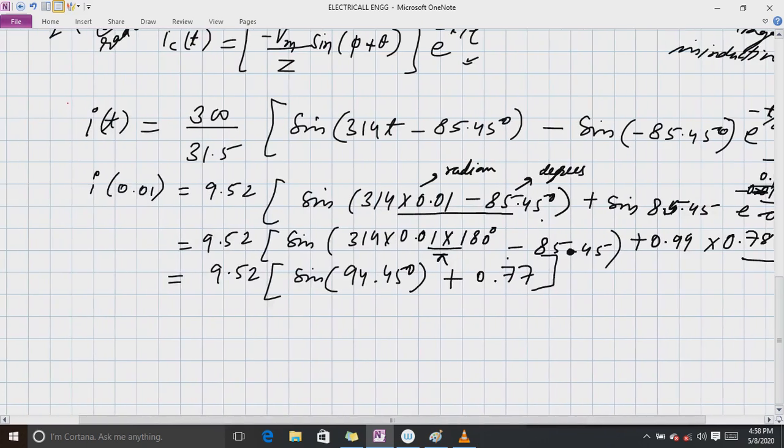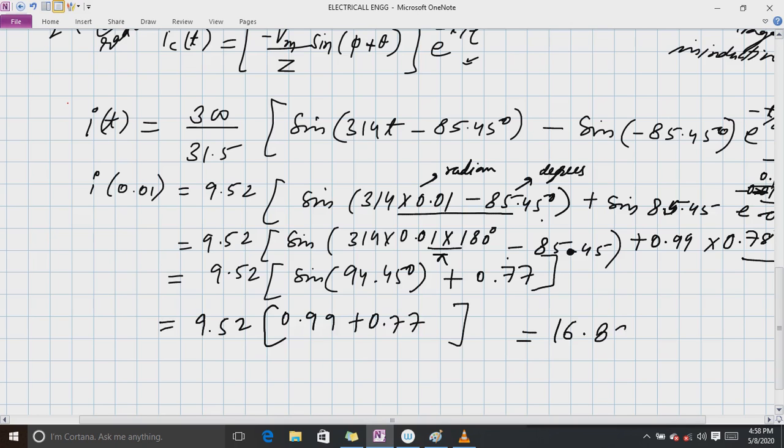So now our final answer will be 9.52 under bracket sine 94.45, which is nothing but 0.99 only, plus 0.77. If you multiply it by 9.52, it will come 16.82. The answer will be 16.82 amperes. So this will be our final answer. This is the current at t equals 0.01. Correct? So this is our answer.